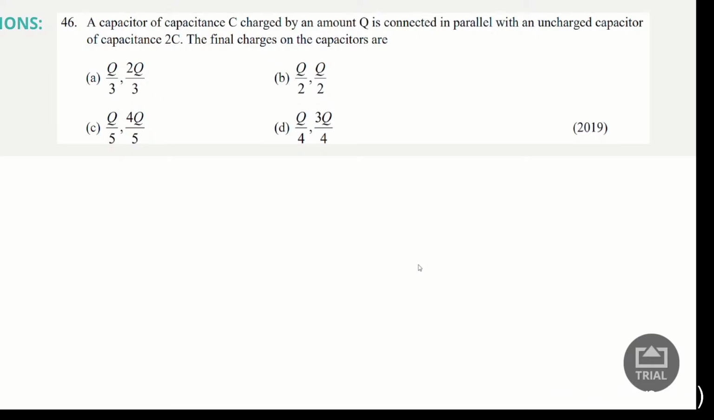Come on, fast, fast, fast. I'll just wait for 30 more seconds. I'll tell the answer. So everybody is getting A. Tell me the concept, how you are getting A. Tell me the concept. Anybody?